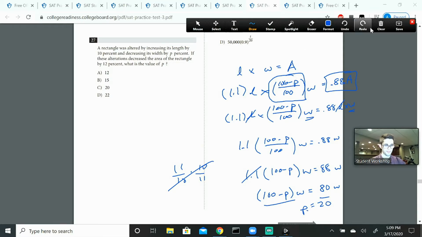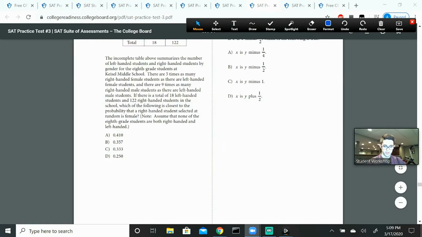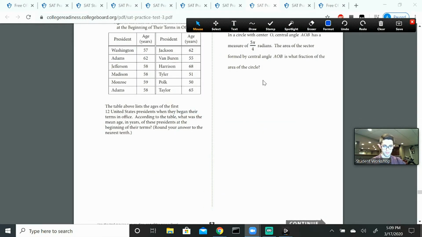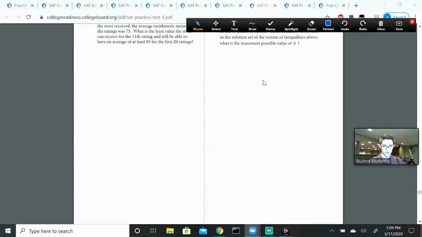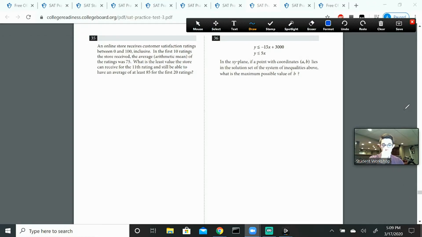All right. Next one is 36. Okay. In the xy plane, if a point with coordinates a, b lies in the solution set of the system of inequalities above, what is the maximum possible value of b?